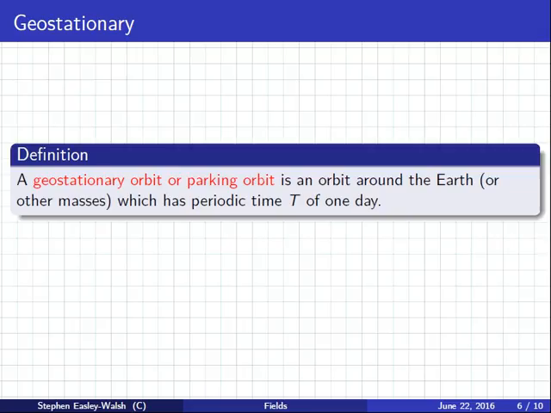So these are important for GPS satellites because the GPS system works because all the satellites are in stationary orbits. They always look like they're in the same position.